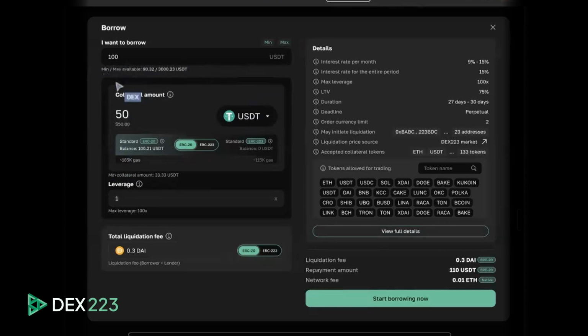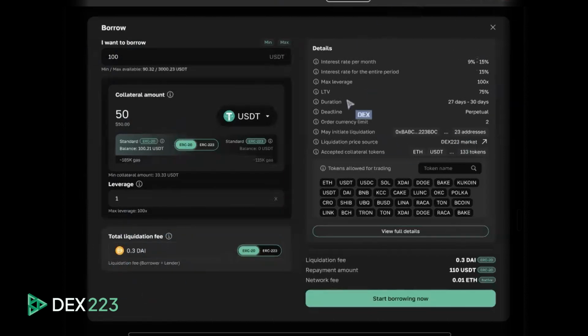And here you can enter the collateral, choose the token. You can only pay it in a collateral token which is accepted by the lender, and you can choose the token standard. Here, the leverage is automatically calculated. This is a ratio between the amount of funds that you pay as a collateral and the amount of funds that you borrow. And here is the liquidation fee. It will only be paid to the liquidator and to the lender in case your position is liquidated. If your position is not liquidated, it will be returned to your wallet after the position is closed.